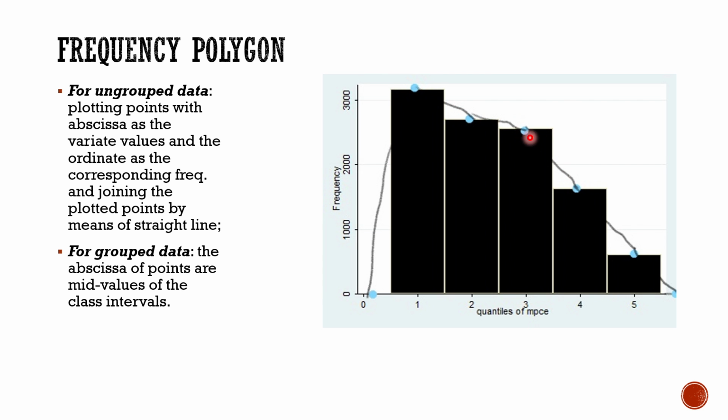These are not straight as I have drawn it, but you will have to make straight lines using your scale. And lastly, you will suppose that there would be another class of the same width, and you'll take the midpoint of that and add it, joining these 2 points with a straight line. So this is a frequency polygon, and for grouped data, the abscissa of the points are mid values. What we have taken is the midpoint of each class interval.